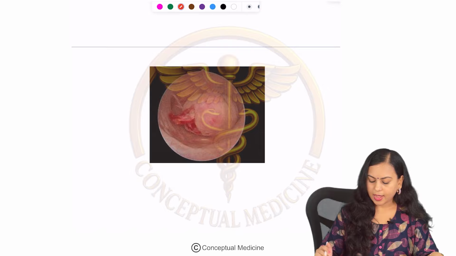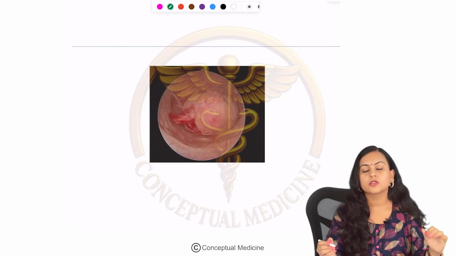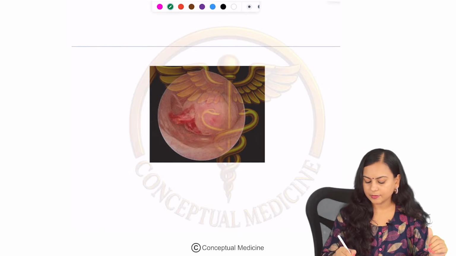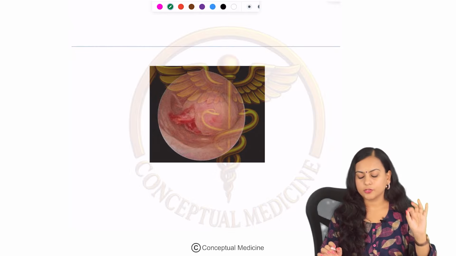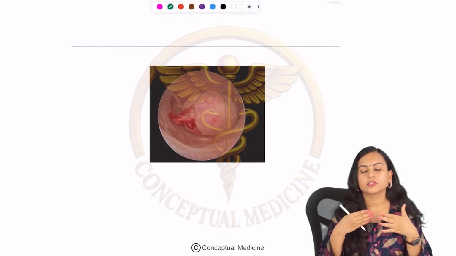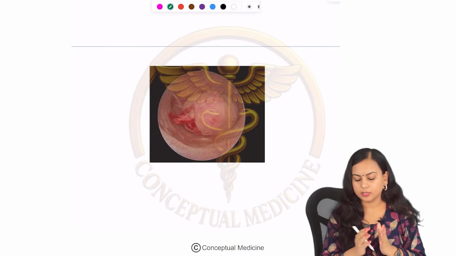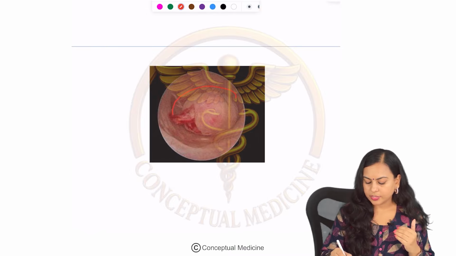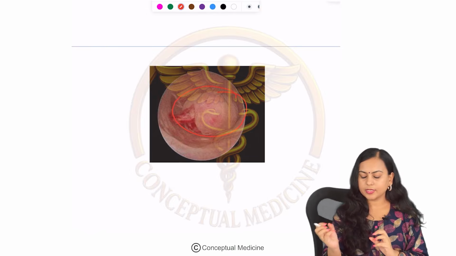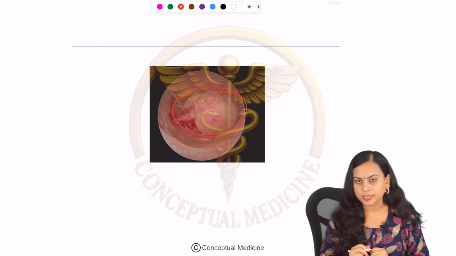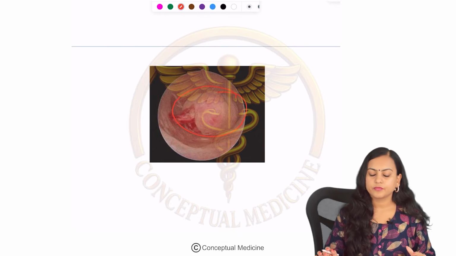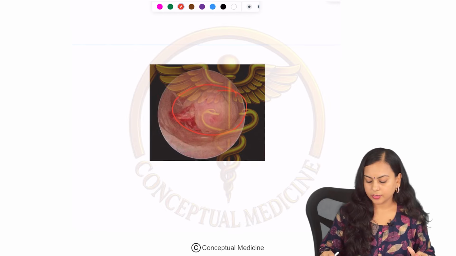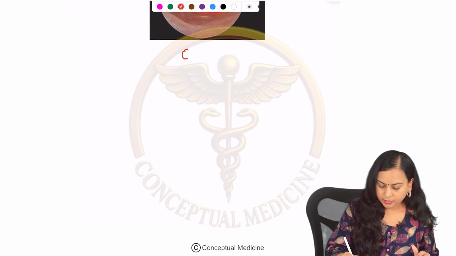Now here we have a hysteroscopy picture. When you see something like this, it is a hysteroscopy picture where you are just viewing the endometrial cavity. Inside the endometrial cavity, what are you able to see? You are able to see something that is protruding from the endometrial cavity, right? So what do you think this is? Yes, very good. It is going to be an endometrial polyp.